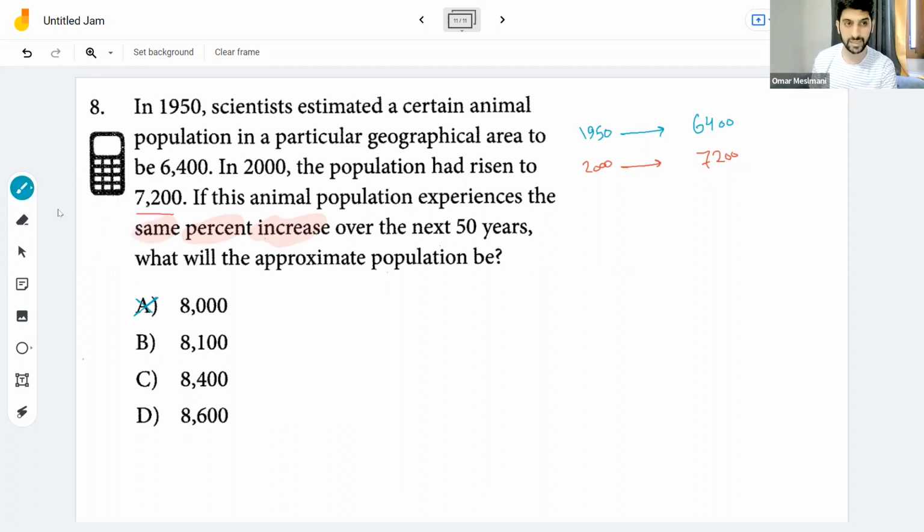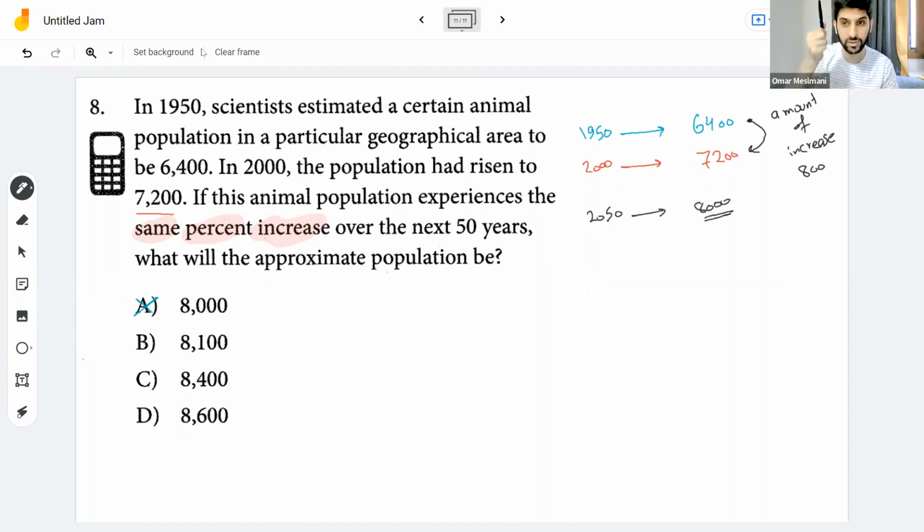Guys, he said to you the same % increase. The mistake that most of the students are making is this. They're saying, for example, from 6,400 to 7,200, what is the amount of increase? The amount of increase, they will say, from 6,400 to 7,200 is 800. So in the next 50 years, they will say the answer is 7,200 plus 800, which is going to be 8,000. Basically, most of the students will think that, and that's a mistake.